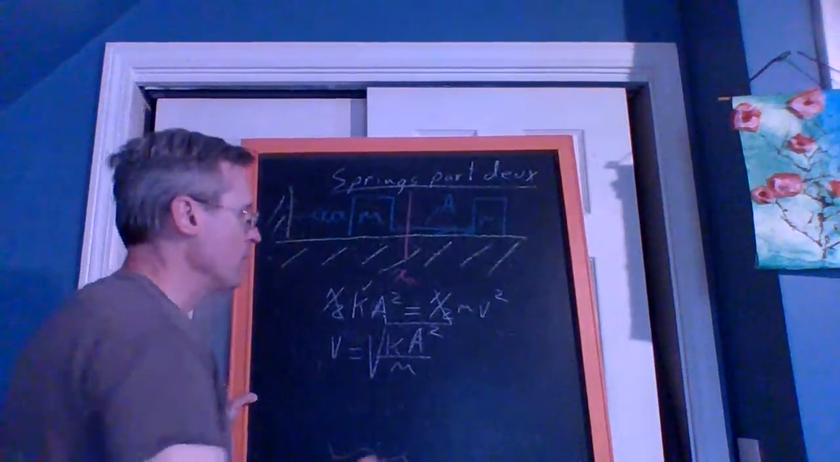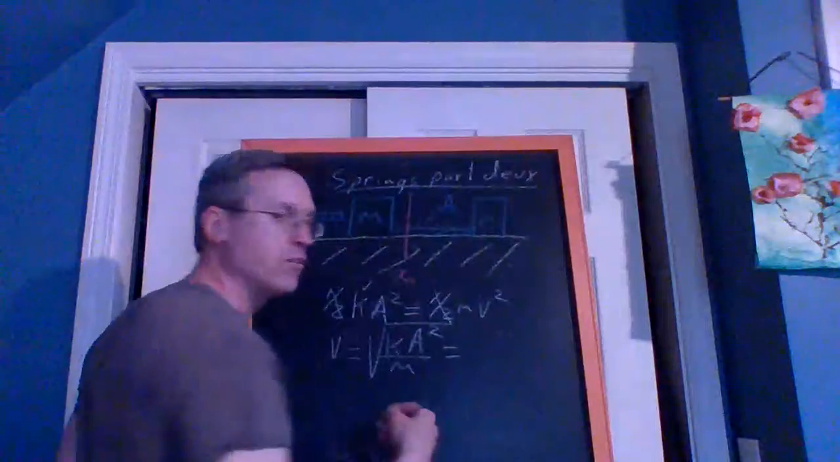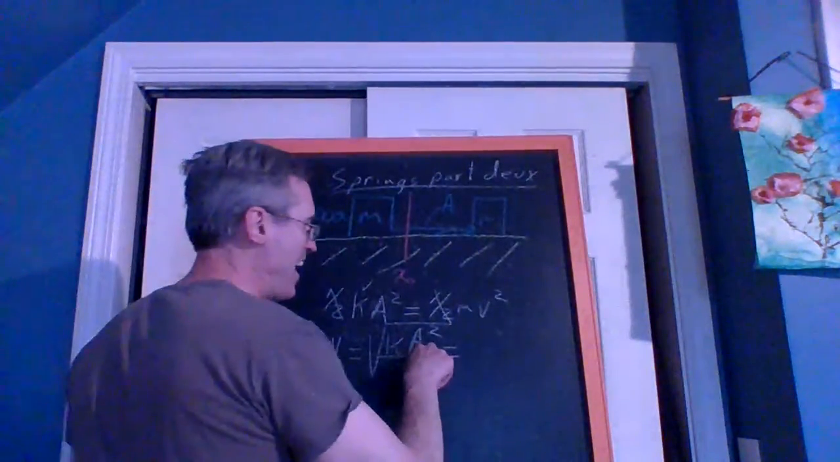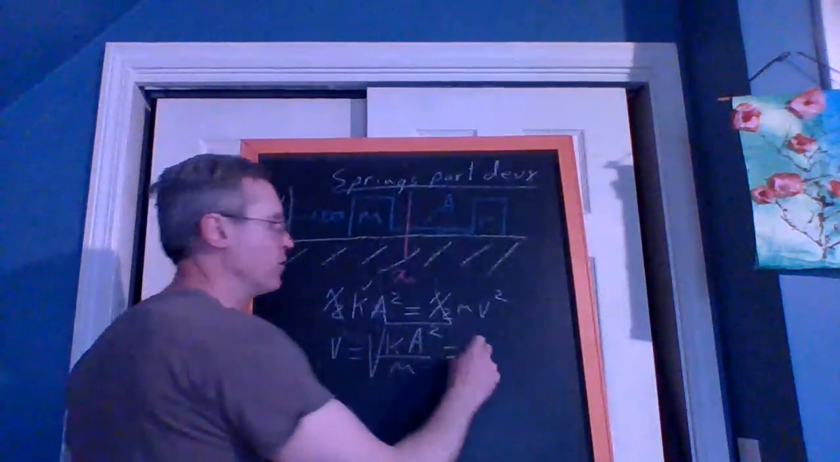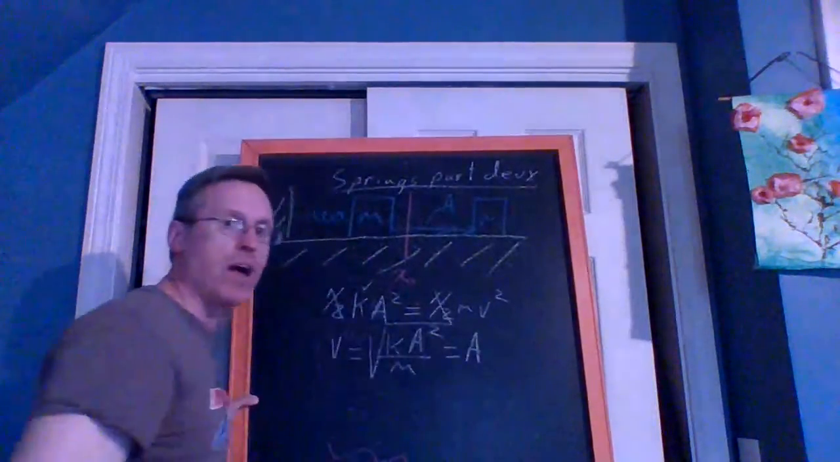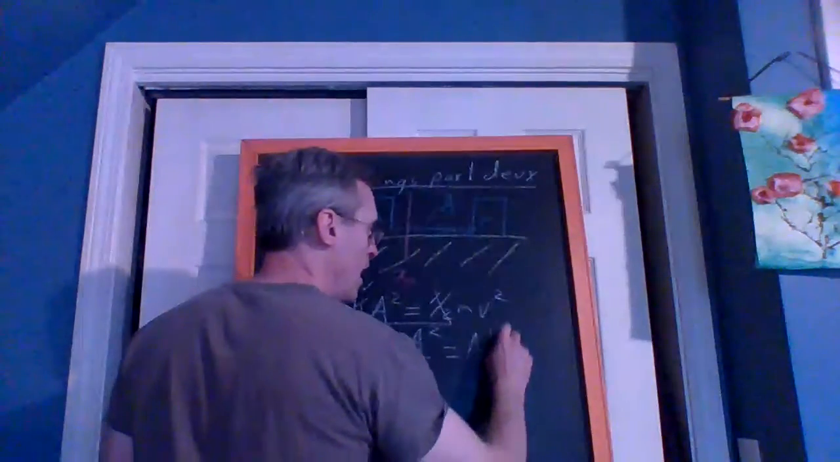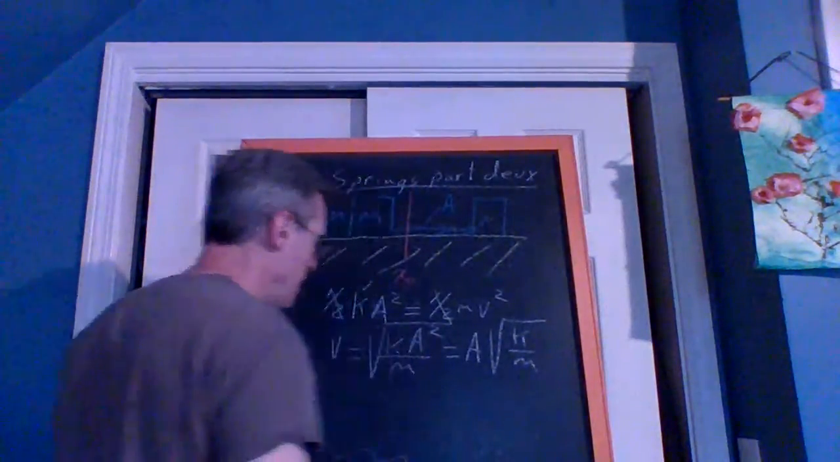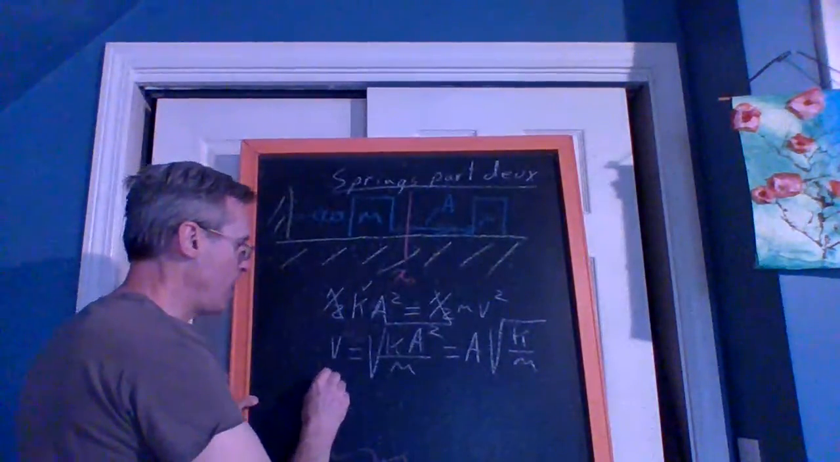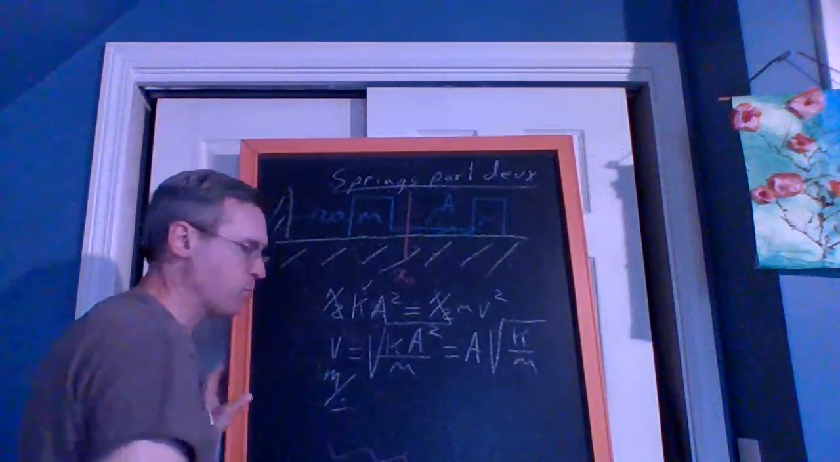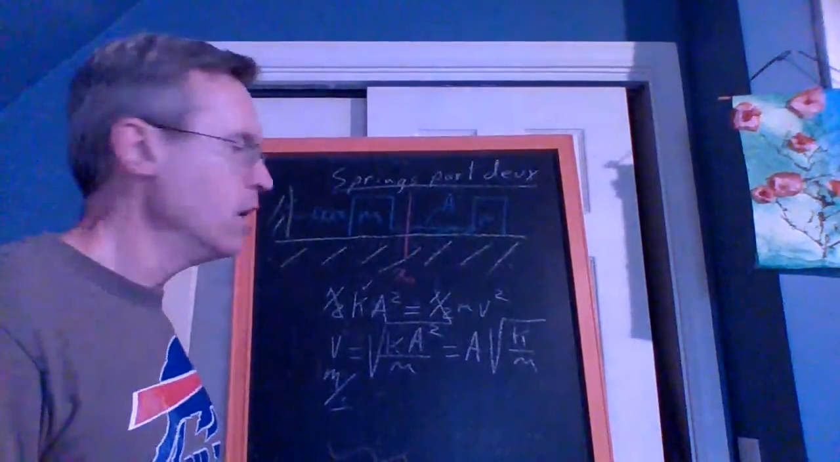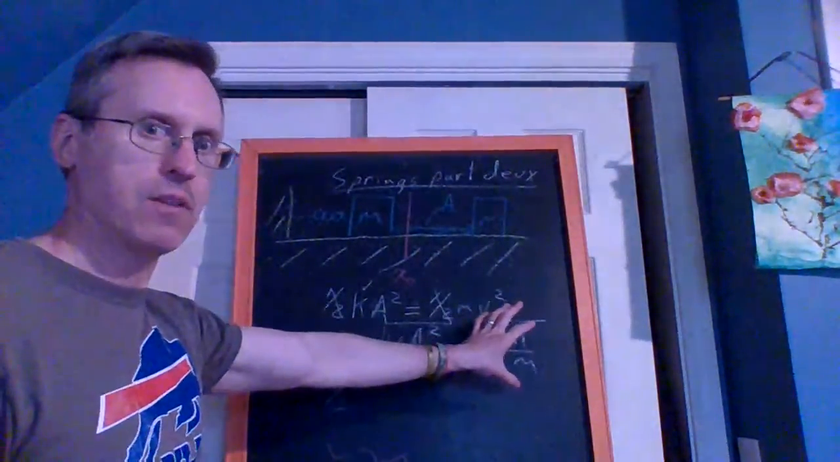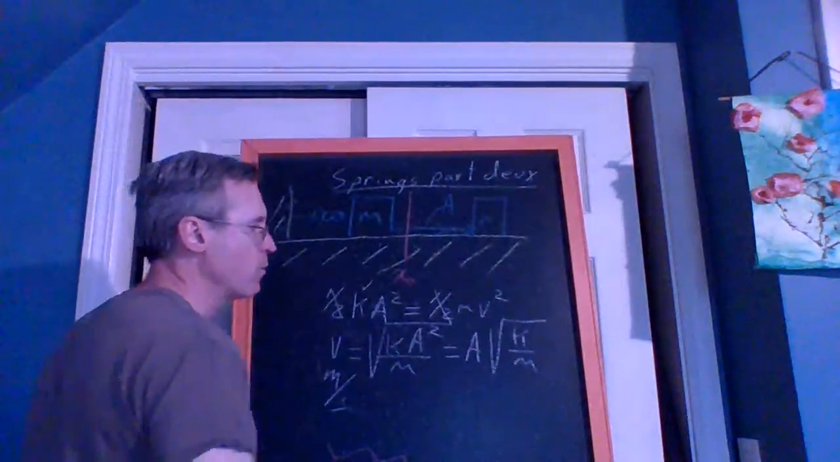Let's take a look at this for a bit and do some unit analysis. The square root of A squared is just A, so I'm going to pull that out. Then I have the square root of k divided by m. The units on velocity have to be meters per second, that's a speed, so these units right here have to be meters per second. You can see where we're going with that.